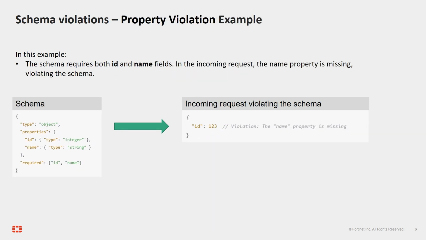Next, we have an example of a property violation. In this case, the schema requires both ID and name fields. However, the incoming request is missing the name property, violating the schema. FortiWeb detects property violations to ensure API requests adhere to the required structure.